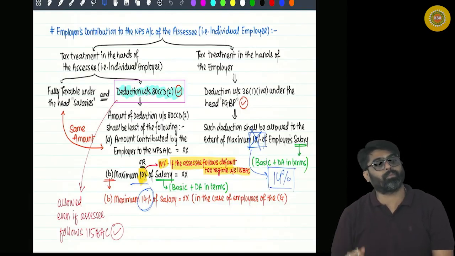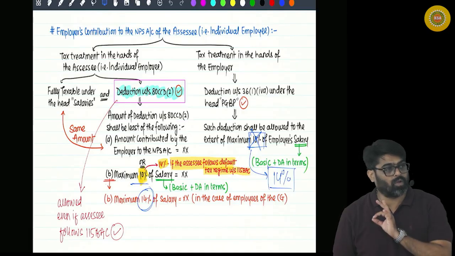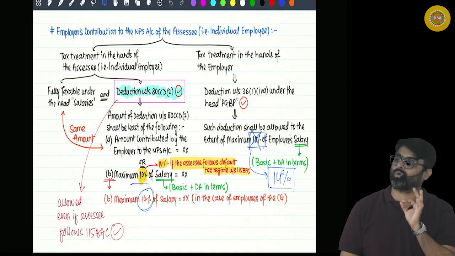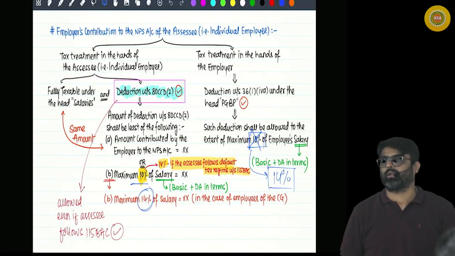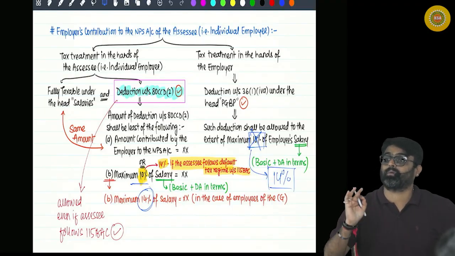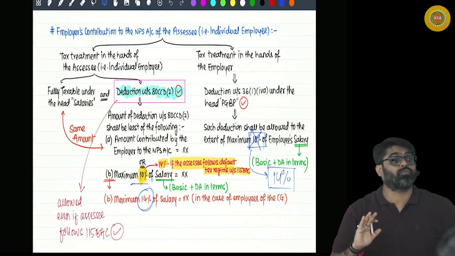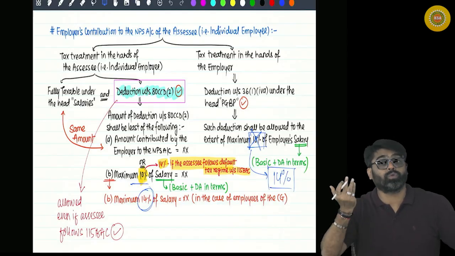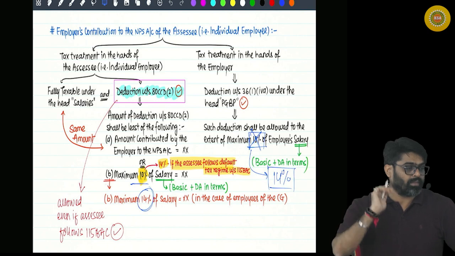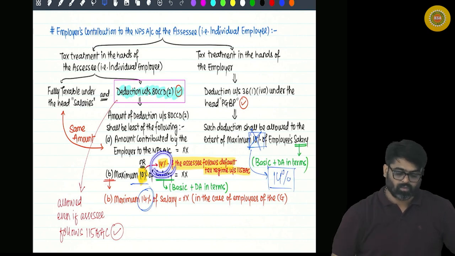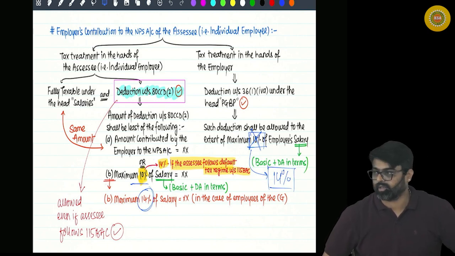What if you are a normal employee? Whether you follow 115 BAC or you don't follow 115 BAC, 80CCD2 deduction will be available, but the deduction will be maximum 10% if you don't follow 115 BAC, and if you follow 115 BAC, then it will be 14% of your salary. Getting my point?